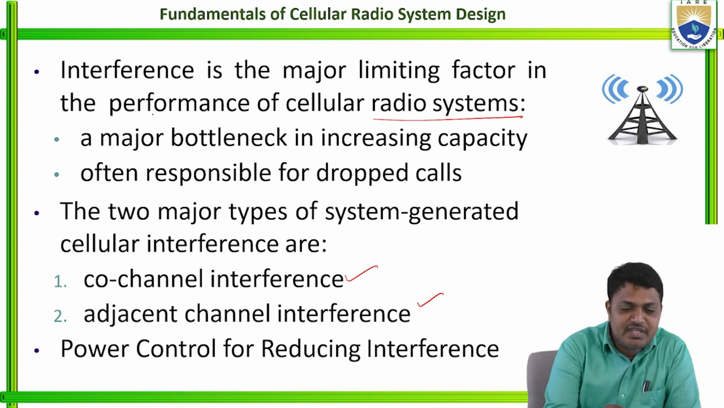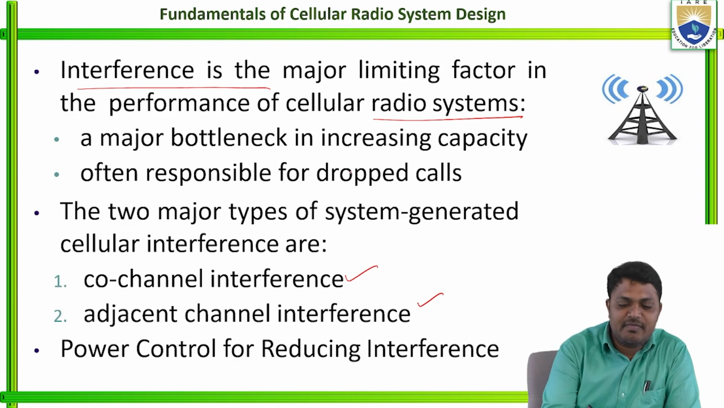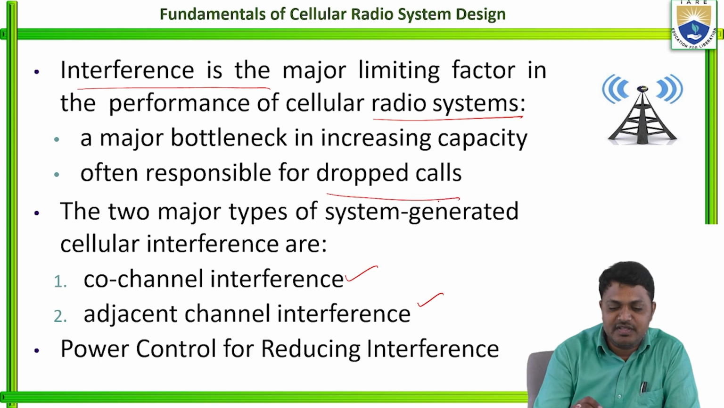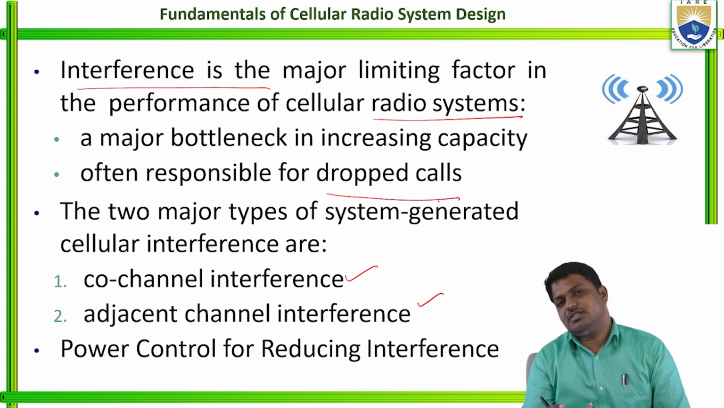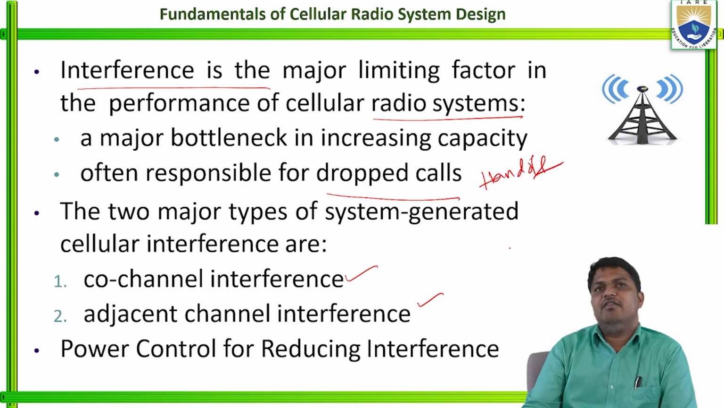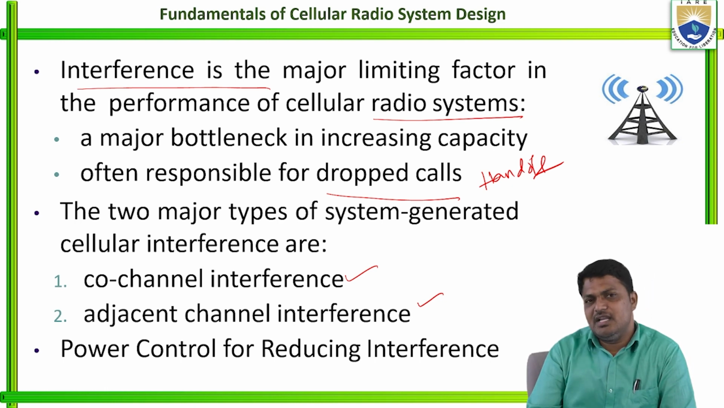Again, interference is the major limiting factor in the performance of a radio cellular system. It is the major bottleneck in increasing the capacity as well as being responsible for dropping calls. To avoid dropping calls, we already discussed the handoff technique. The handoff mechanism is introduced to overcome the co-channel interference as well as the adjacent channel interference.